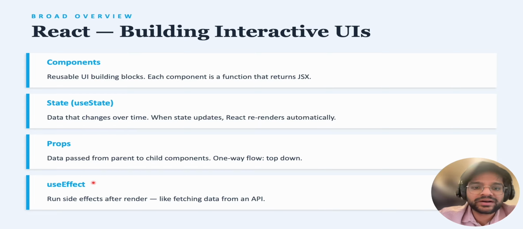We have useEffect, which is a hook for side effects. This is where we put the code that needs to run after the component renders, like fetching data from an API. We also have event handling, like React handles events like onClick, onChange, onSubmit. We can attach handler functions to these events in our JSX.